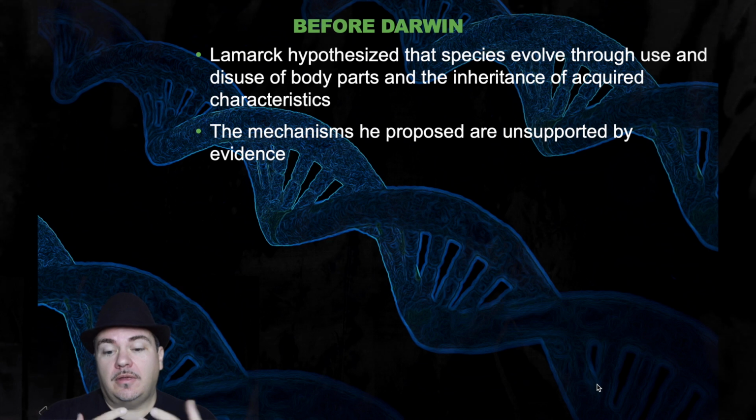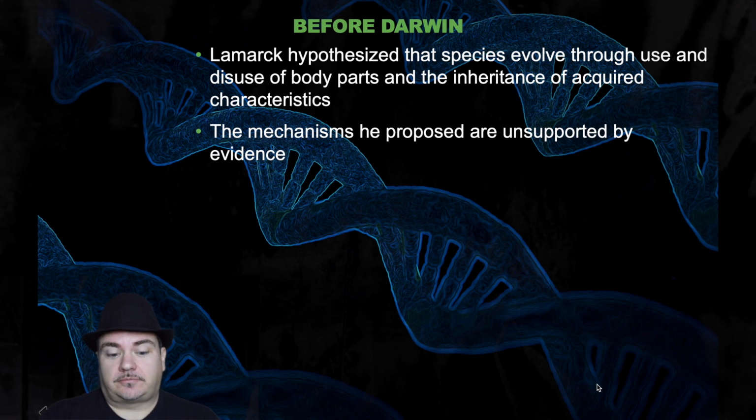However, there was some research on a hypothesis of evolution before Darwin. In fact, another scientist named Lamarck hypothesized that species evolve through use and disuse of body parts and the inheritance of these acquired characteristics. However, this is not accurate.